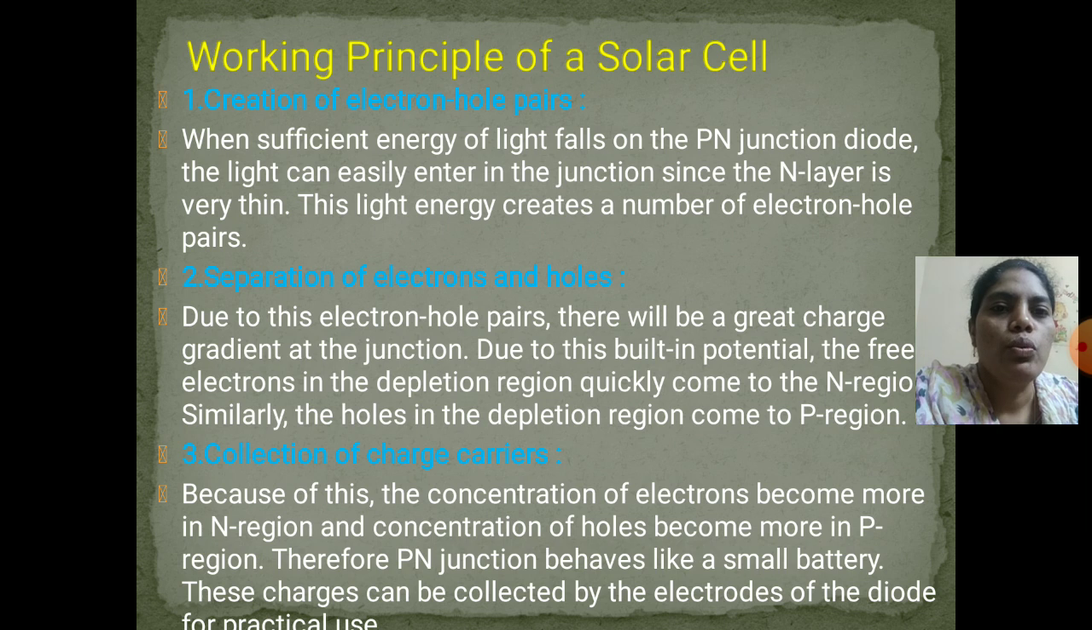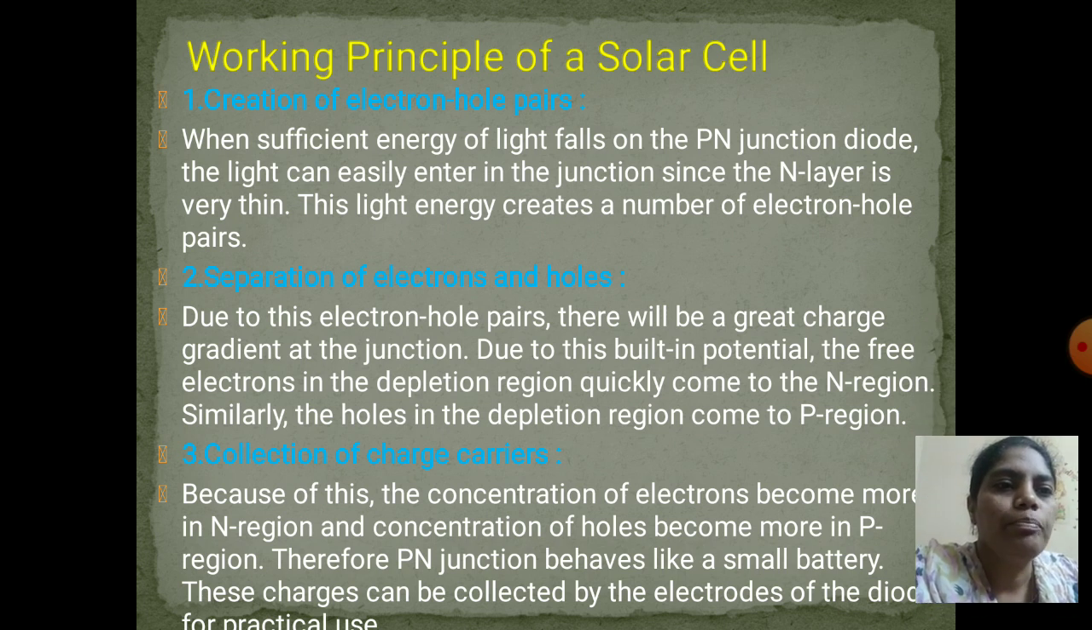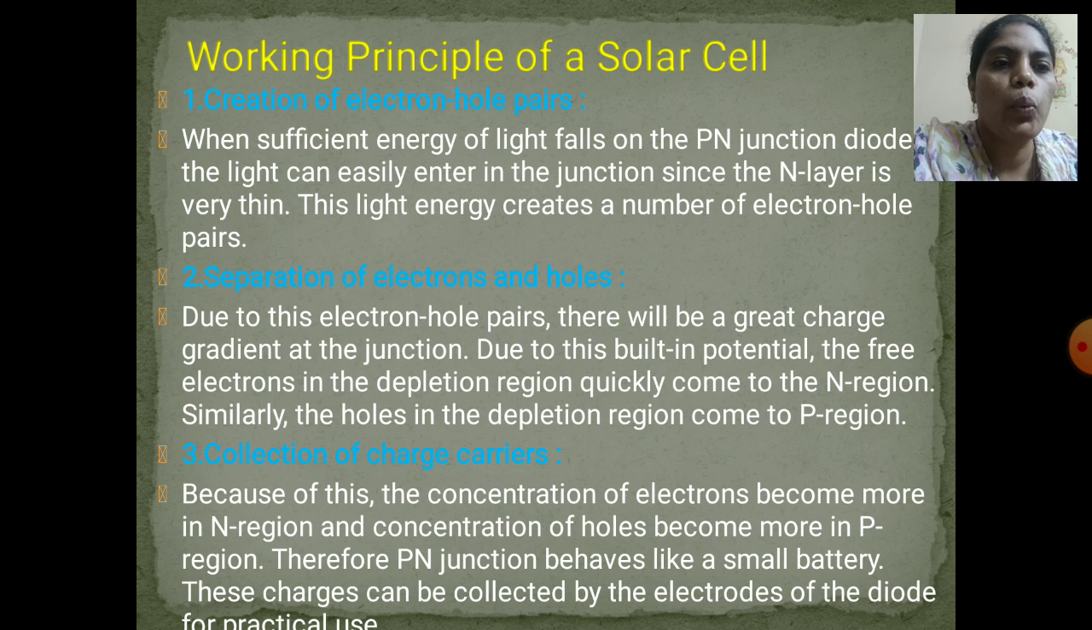In step 2, separation of electrons. Due to these electron hole pairs, there will be a great charge gradient at the junction. So due to this built-in potential, the electrons in the p region quickly come to the n region. Similarly, the holes go to the p region. So this is separation of electrons and holes. Electrons go towards the n region, and holes go towards the p region.